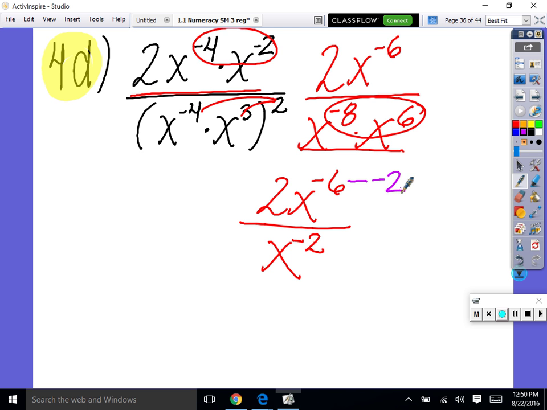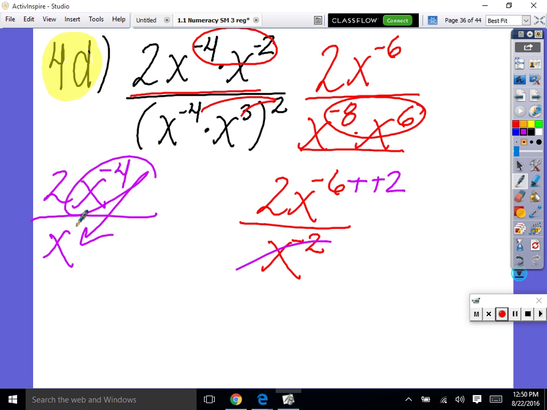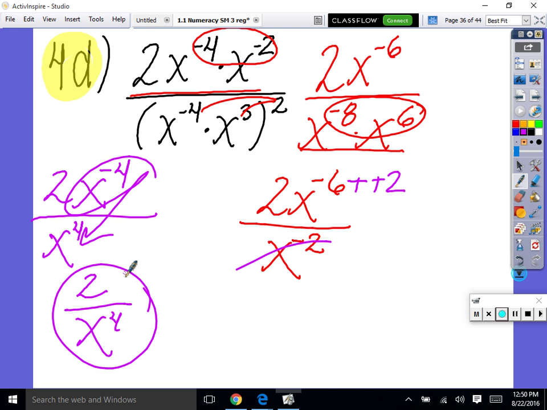Negative 2. So now we have 2x to the... subtracting negative becomes positive. What's our answer? Negative 4. Now we draw our line, flip the piece that we need to, x to the positive 4. So our answer is 2 over x to the positive 4. That's not that bad.